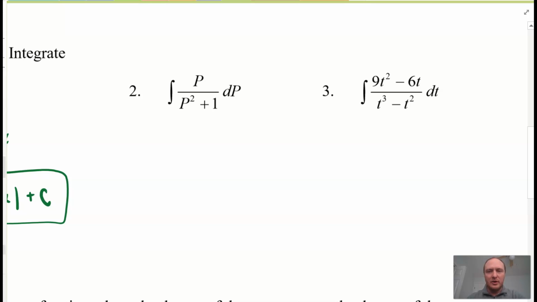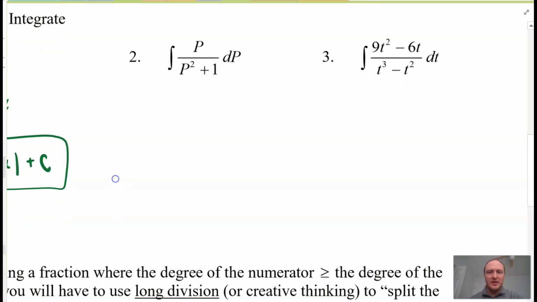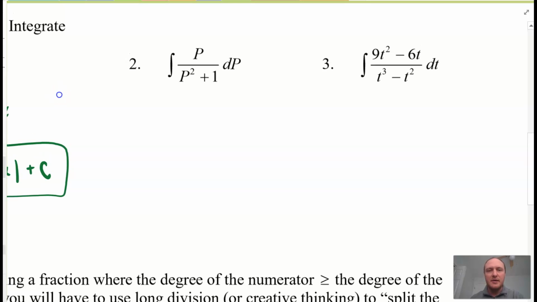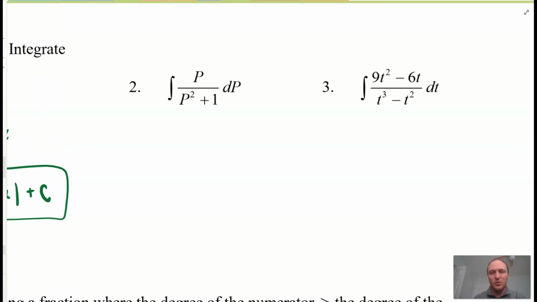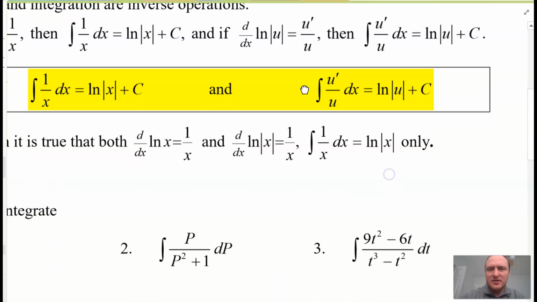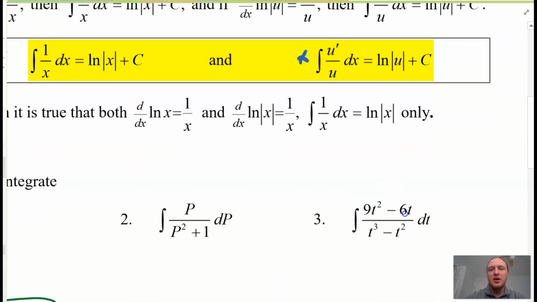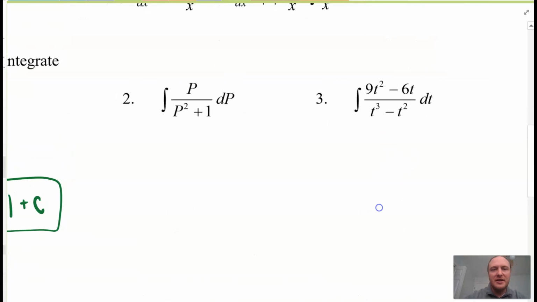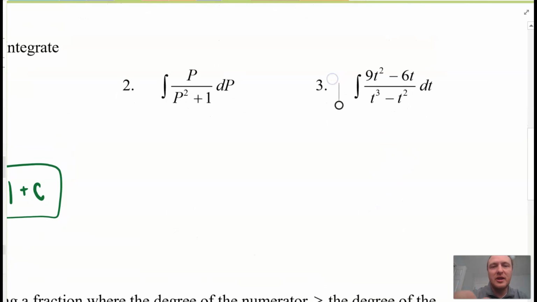Okay, so what we want to go ahead and do here is notice that I have a function in the denominator, p squared plus 1. And again, we're going to be utilizing this formula here, u prime over u. I need to identify what's my function? I'm going to say u is equal to the denominator, so p squared plus 1. Don't freak out. We're not doing u substitution. We'll save that for the next video. We'll get there. Okay. u is equal to p squared plus 1.